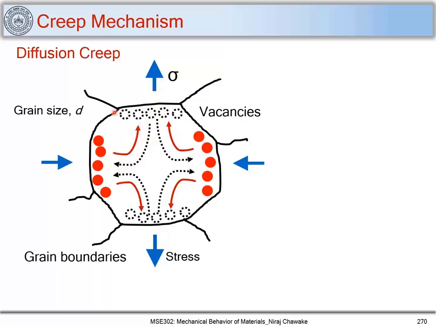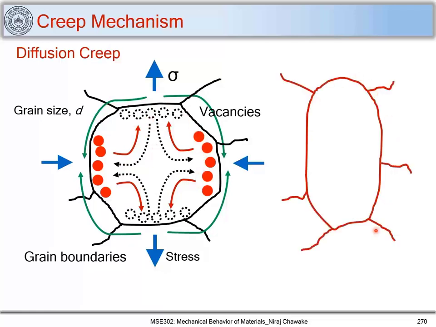The vacancies can also diffuse to these regions through grain boundaries, in this way. So we have this vacancy concentration which is here, and they start diffusing to these regions through grain boundaries. So there are two pathways for this vacancy diffusion: one is through the lattice and one is through the grain boundary. Because of this diffusion, there will be a change in shape, and this shape change will be in this way. Based on the path taken for this diffusion to occur, the diffusion creep mechanisms will be named.